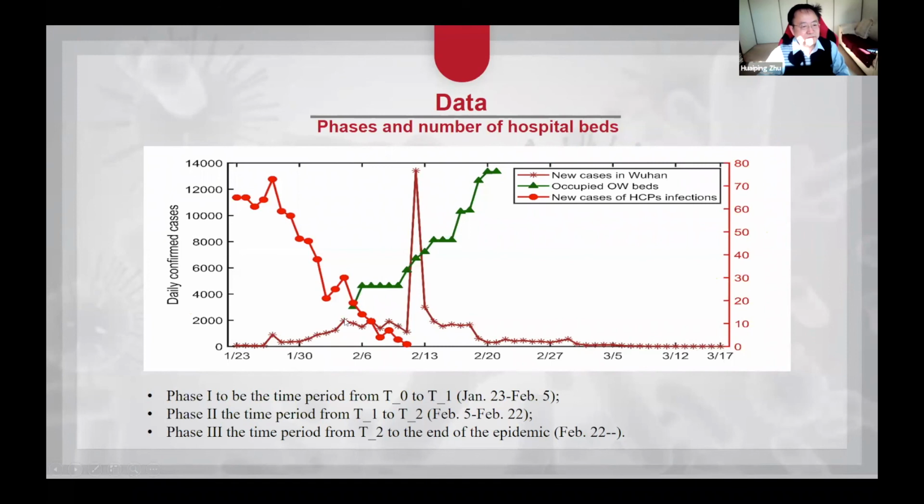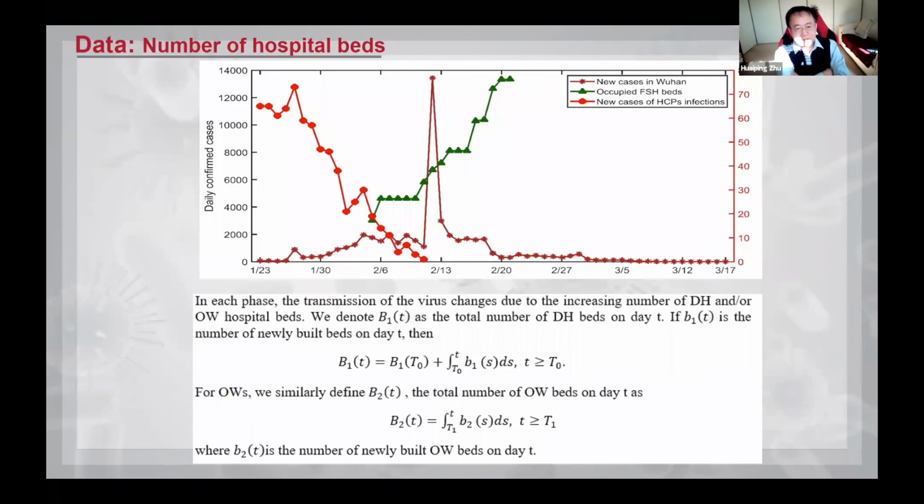Yeah, in fact, this was the first figure we generated. We call it observation ward beds. In fact, these are the Fangcang Hospital beds. So in the whole process, we focus on the number of hospital beds. Here we introduce two important state variables, the parameters. One is the hospital beds in designated hospitals. We denote it by B1.